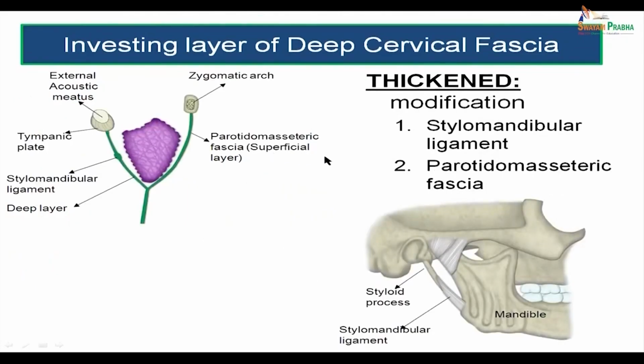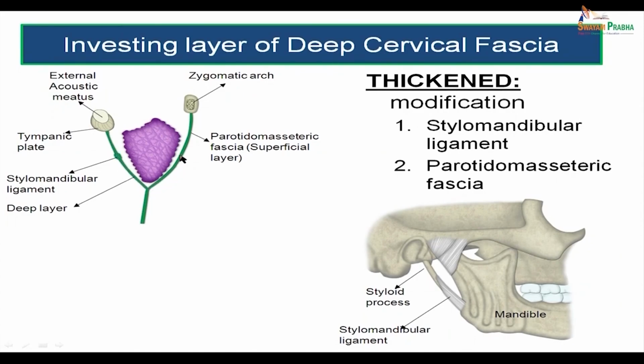The deep cervical fascia is thickened to form two structures. The first is the stylomandibular ligament and the second is the parotidomasseteric fascia. Now we come back to this diagram. As the fascia ascends upward, it splits into two, a superficial and a deep layer.